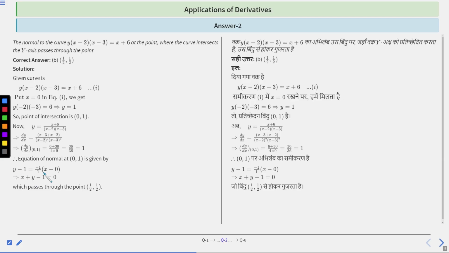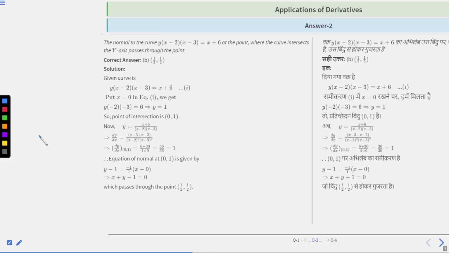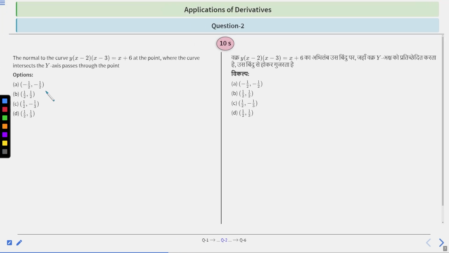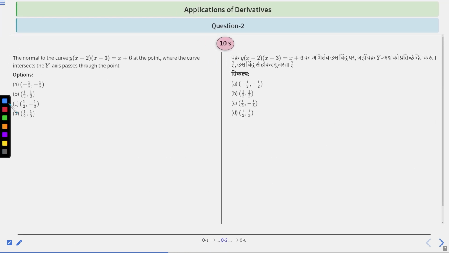After solving this, you will get the equation of the normal as x + y − 1 = 0. By putting in the options, you will find that the point (1/2, 1/2) lies on the normal. So I think option B is the right choice. (1/2, 1/2) is passing through the equation of the normal. Option B is the right choice. Okay, let's move to the next question.